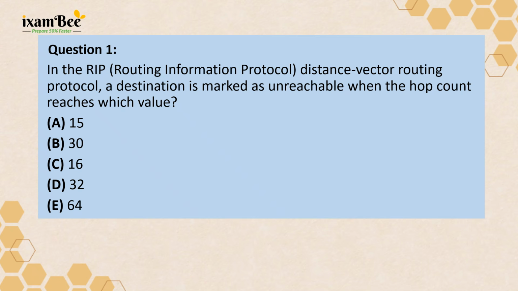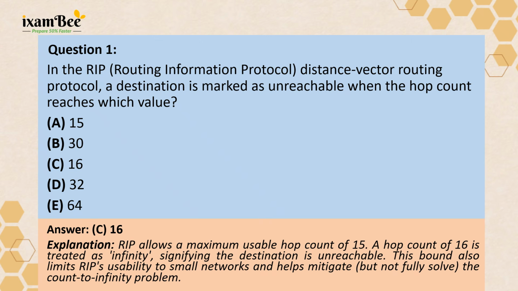The moment the hop count reaches 16, RIP treats that as infinity. It's a way of signaling that the destination is unreachable. This fairly low ceiling is also exactly why RIP is only suitable for small networks. Anything requiring more than 15 hops simply can't be represented. And it's part of how RIP tries to mitigate, though not fully solve, the classic count to infinity problem. So here in this question, the correct answer is option C, which is 16.